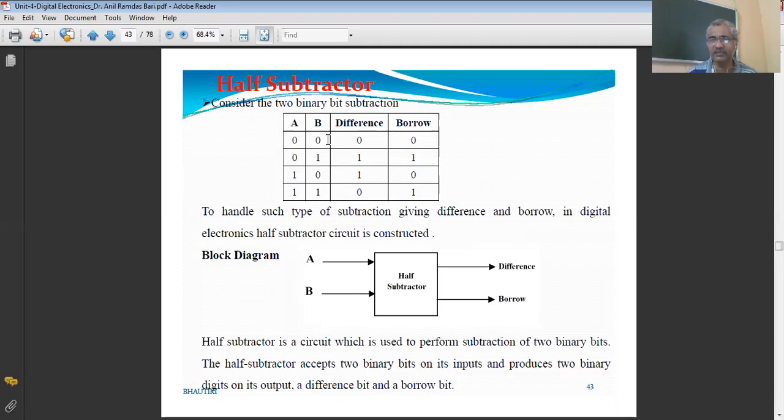So the half subtractor is used to subtract single binary digits, or 1-bit subtraction. Here it is not 3-bit subtraction, only 2-bit subtraction is there. A minus B is there. The borrow is created only when you try to subtract 1 from 0. And this is the block diagram of the half subtractor.